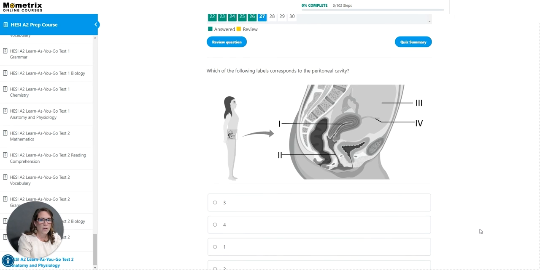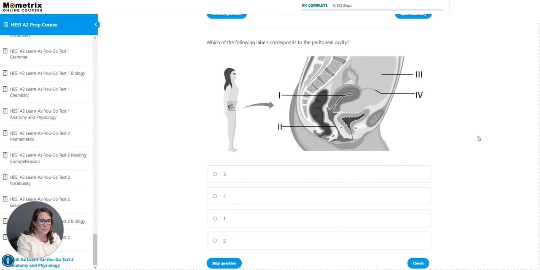Question 27. Which of the following labels corresponds to the peritoneal cavity? And you've got your 4 Roman numerals here. You kind of have to go off of your knowledge of anatomy of the structures there, the female reproductive organs. And so we're going to choose the third one, and it'll tell us the rationale there.